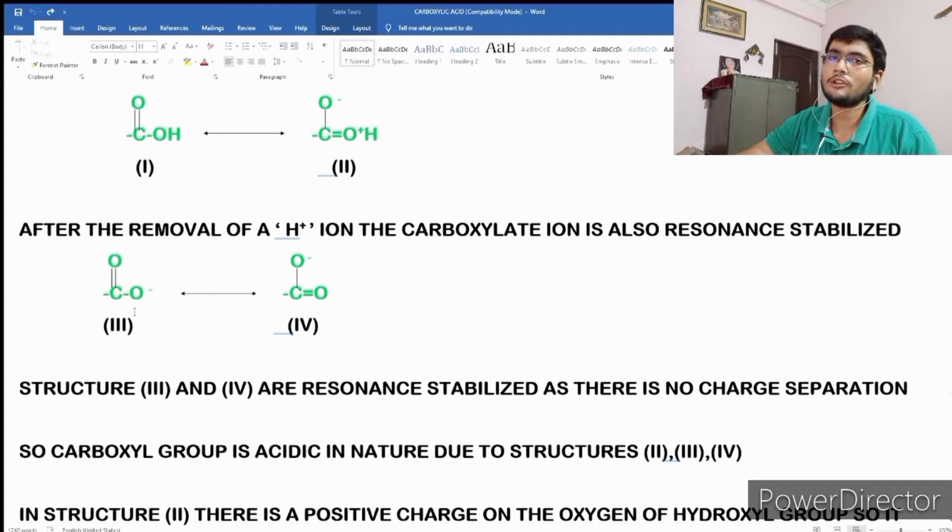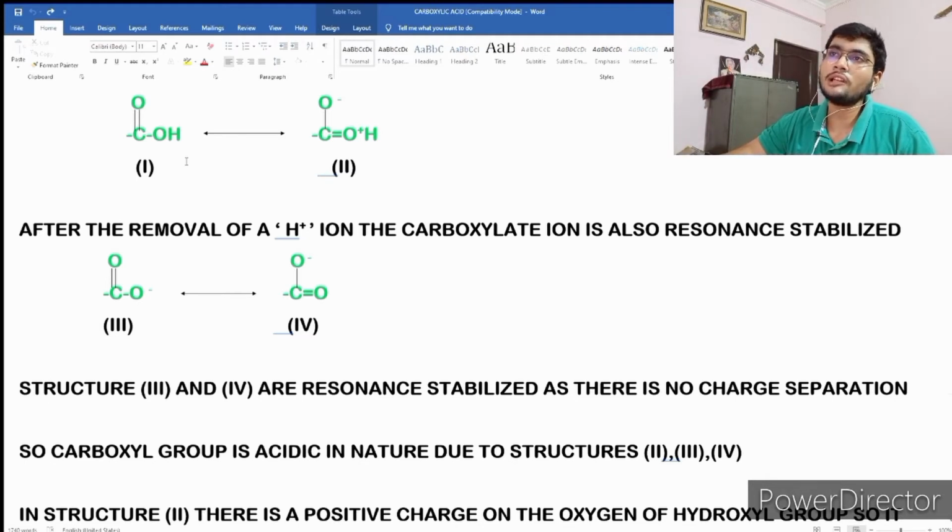Okay, it also has two resonating structures. One is this structure and the second is this structure. Now you see that these two structures are the same. You see that? So this means that this is an equivalent resonance. What is equivalent resonance? It is when the resonating structures have equal stability.